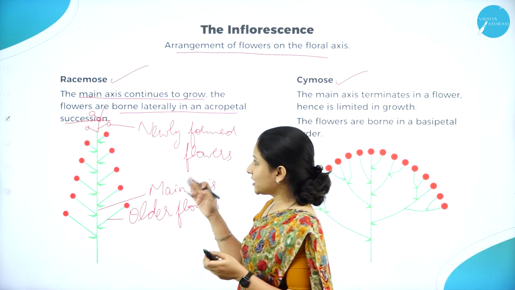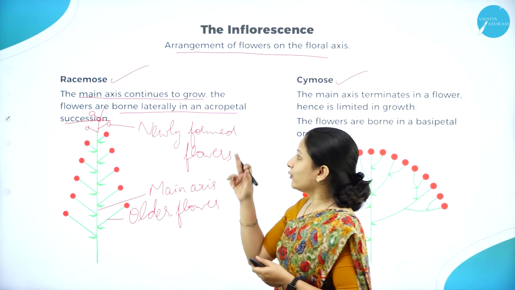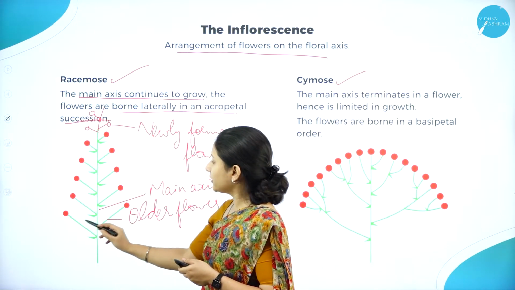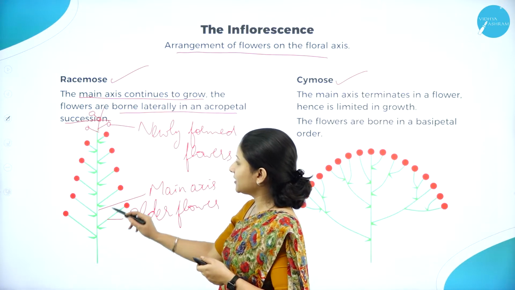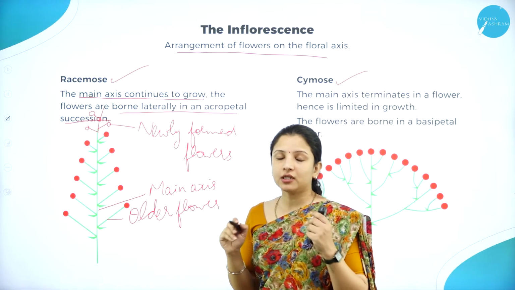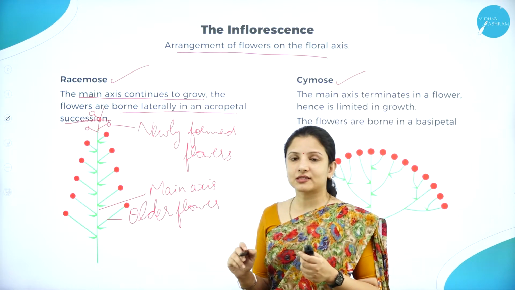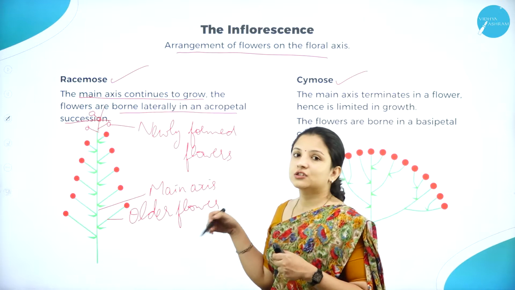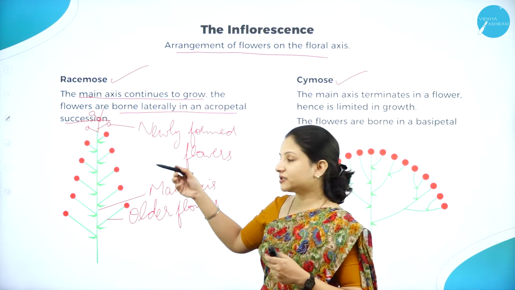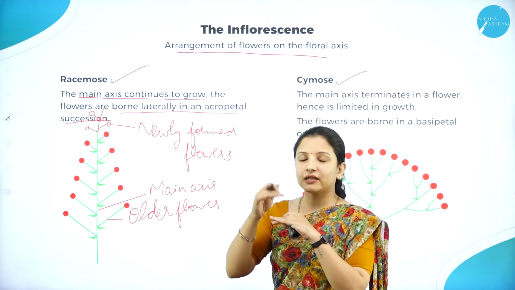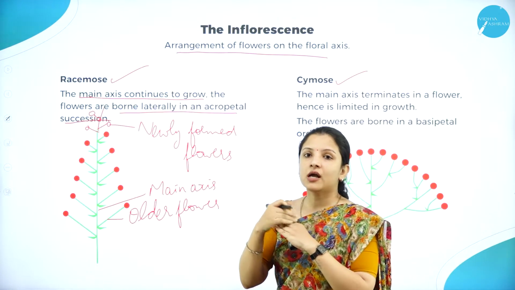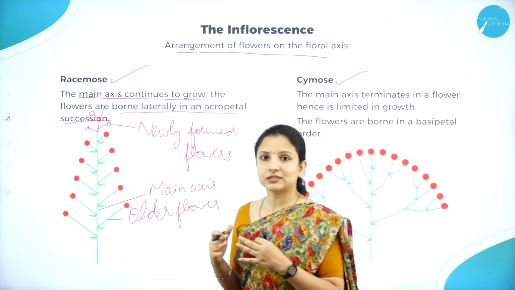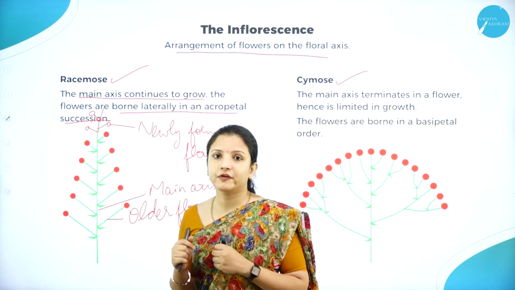So such kind of inflorescence wherein the main axis continues to grow and the flowers are borne laterally on the main axis, having an acropetal arrangement. So what is an acropetal succession or an acropetal arrangement? The older flowers will be succeeded by the new flowers. That is, the older flowers will be at the base and above the older flowers, at the tip of the axis, the young flowers will start to arise. So that is nothing but acropetal succession. So this is racemose inflorescence.